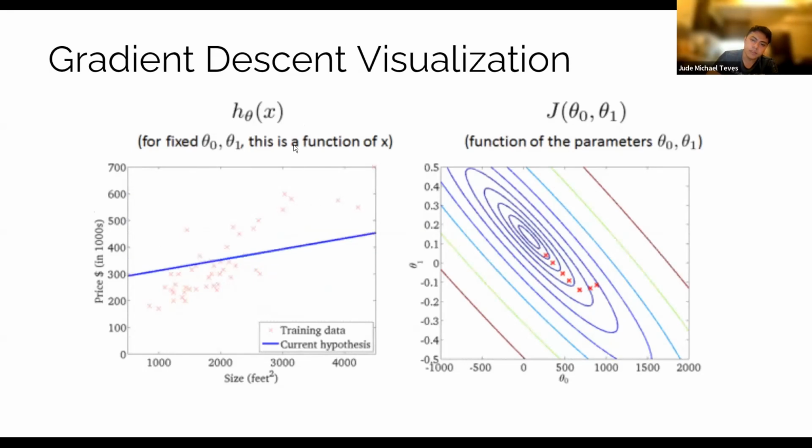You start with that theta value, and the line is like that, and then you keep on updating it until you converge here.